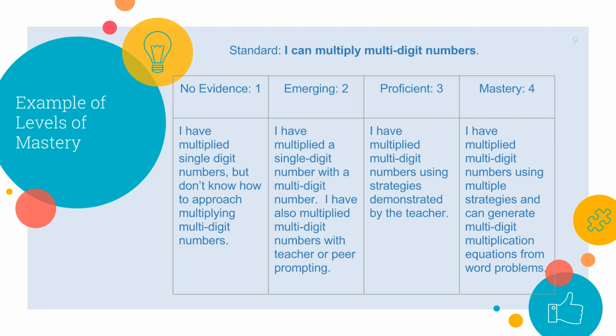And then proficient, that 3 means they can multiply multi-digit numbers. So if you have a worksheet out there with multi-digit number problems, they can complete that worksheet. And then the mastery level would mean that they can not only complete that worksheet, but if you put out a story problem, they'd be able to pull out the multi-digit numbers from that story problem, create the equation, and then solve that equation, which is a completely different level of mastery than just being able to solve a problem that's explicitly set out for them.